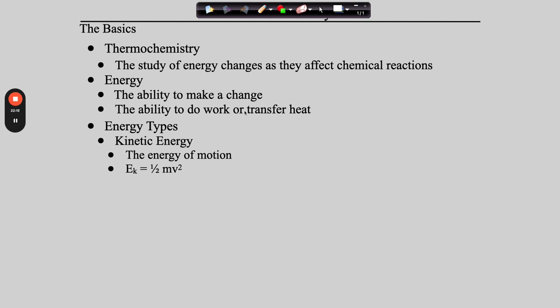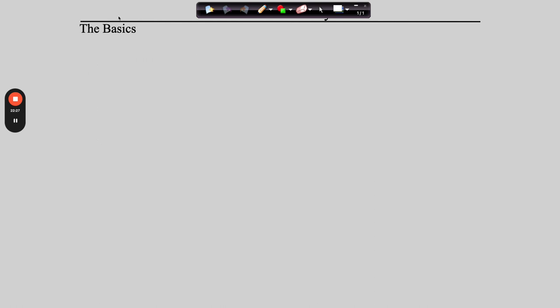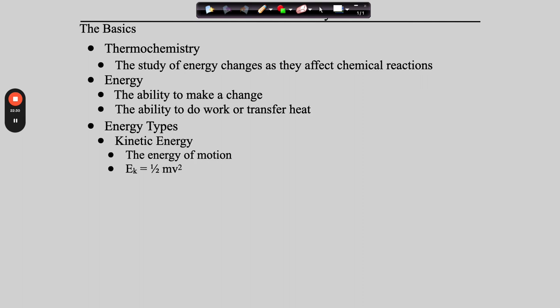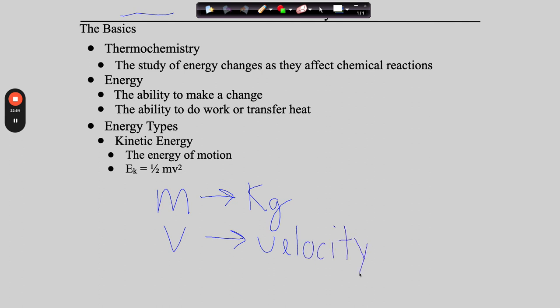Yeah, and that's what I want to talk about, what these mean. So guys, it goes like this. The V is not volume, and you need to know this. The M is mass, but it has to be in kilograms. And the V is not volume, it is velocity. Oh, and we should do units. Meters per second.